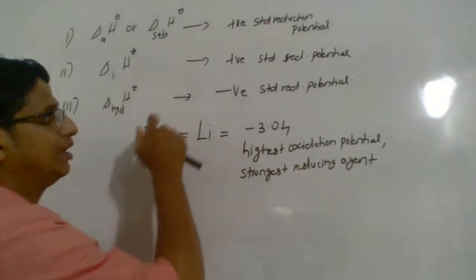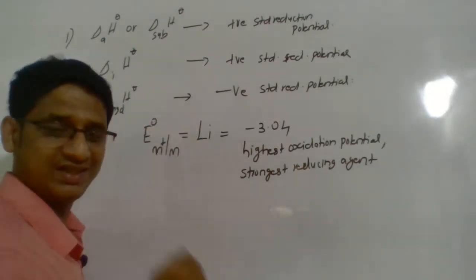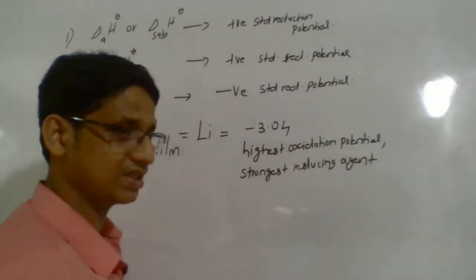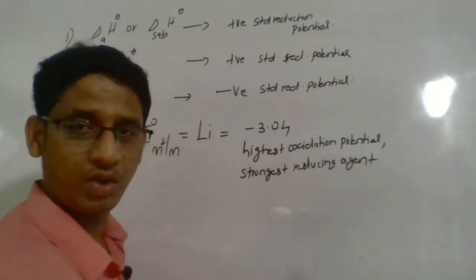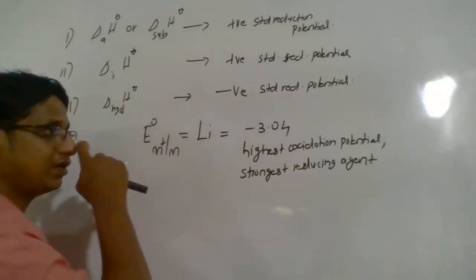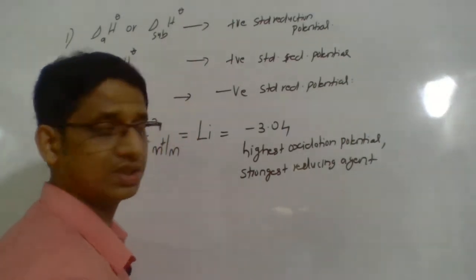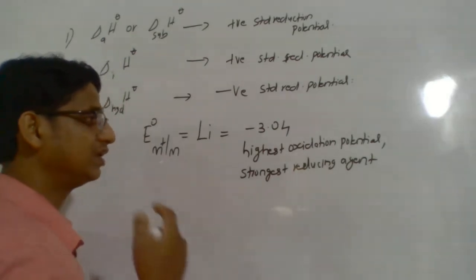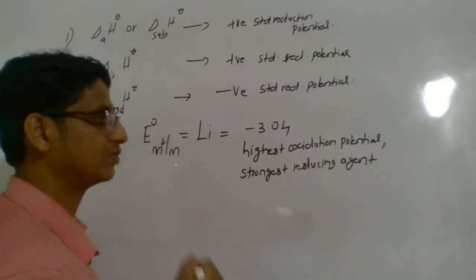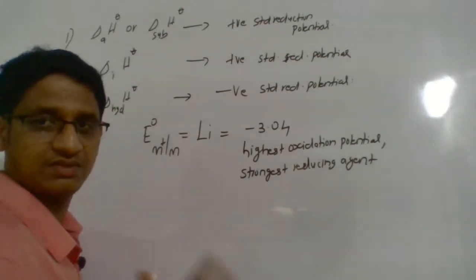That's nothing but the hydration enthalpy. Lithium having the highest hydration enthalpy among alkali metals, so no wonder they have the least or lowest reduction potential value, or they have the strongest tendency to undergo oxidation. So that's the way you can compare.